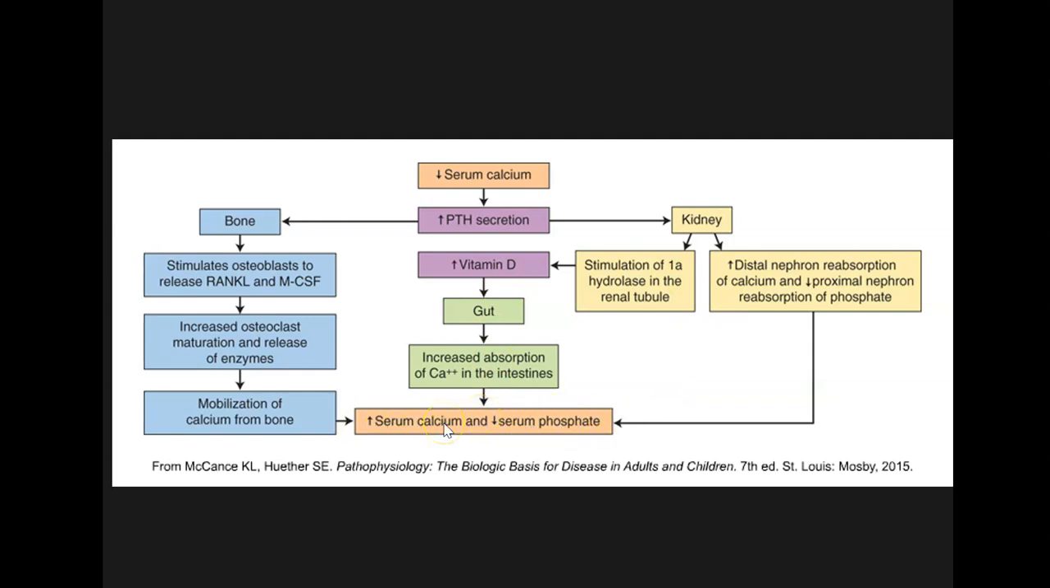And you need serum calcium because calcium is needed for muscle contraction, especially heart muscle contraction. So your primary objective is to maintain enough calcium in the blood, and it will do it at the expense of the calcium in the bones. And you require, by the way, enough vitamin D to be able to do that. If you don't have enough vitamin D, it's going to be hard for you to have enough calcium in your blood.